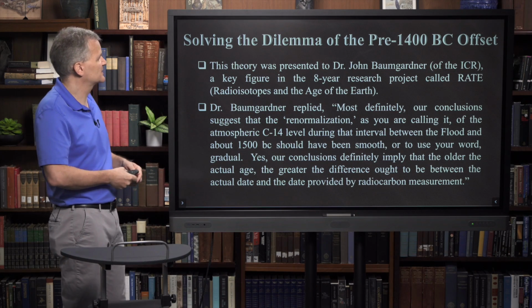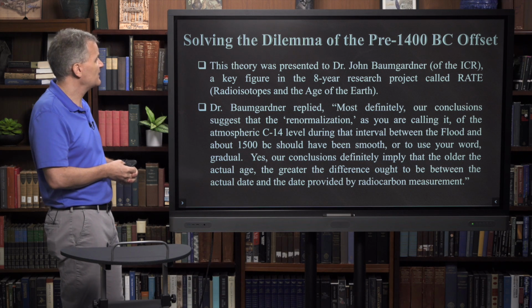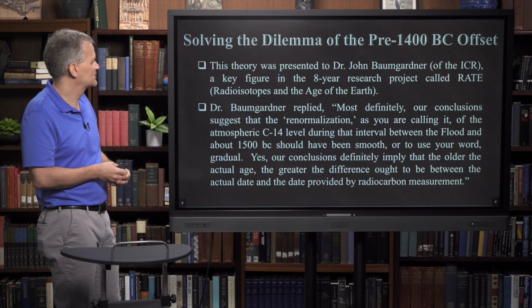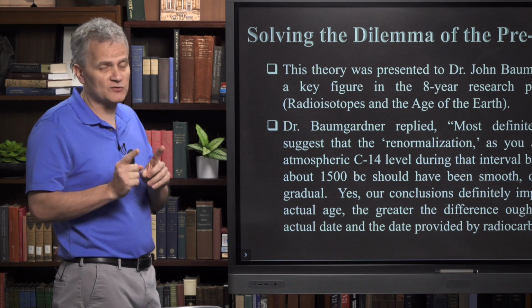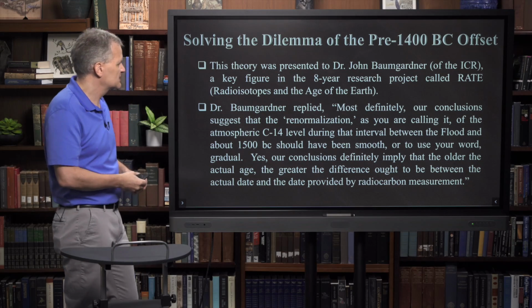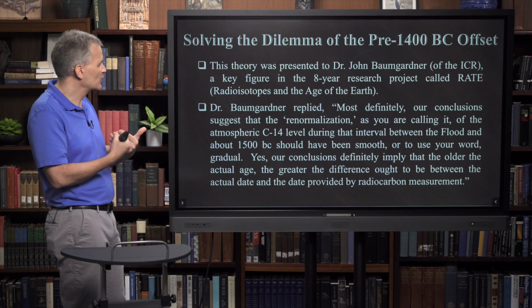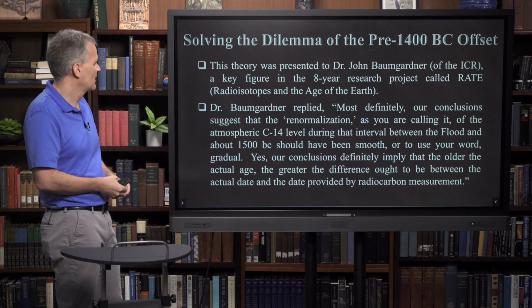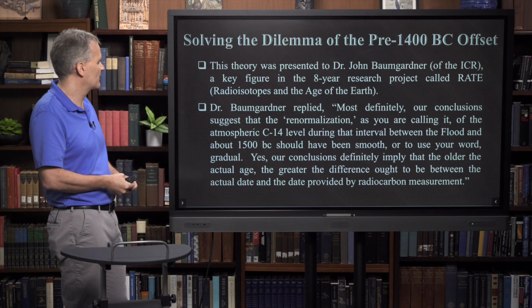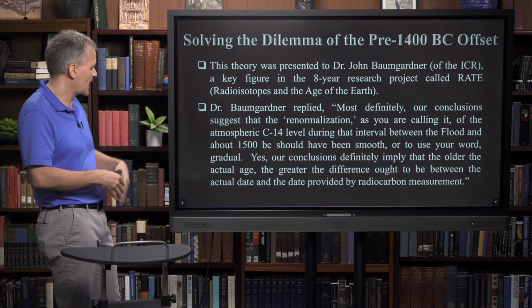This theory was presented, in my theory, to Dr. John Baumgartner of ICR, who's a key figure in the 8-year research project called RATE, Radioisotopes of the Age of the Earth. And here is what Dr. Baumgartner replied when I presented him with this case. He said, most definitely, our conclusions suggest that the renormalization, as you are calling it, of the atmospheric carbon-14 level during that interval between the flood and about 1500 BC should have been smooth, or to use your word, gradual.